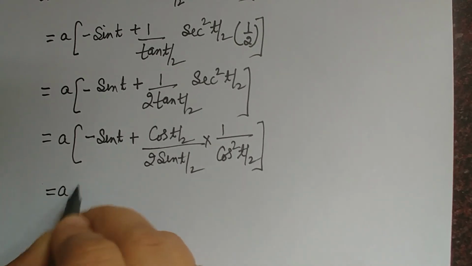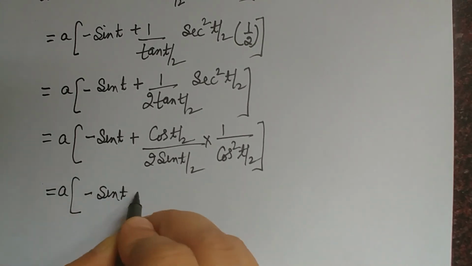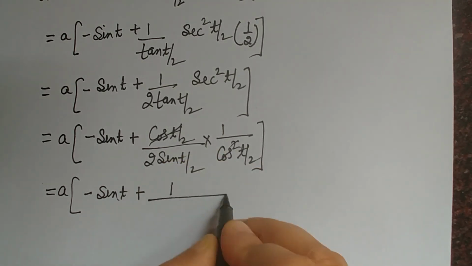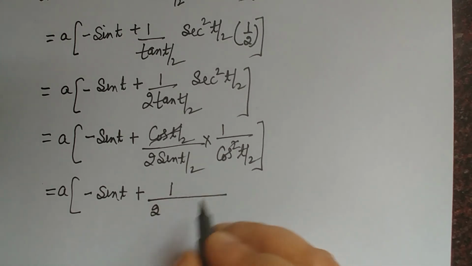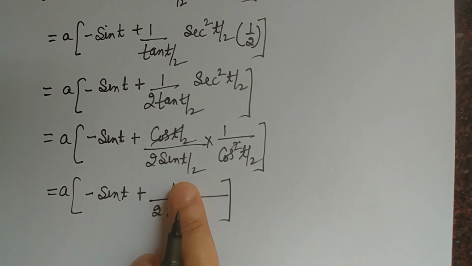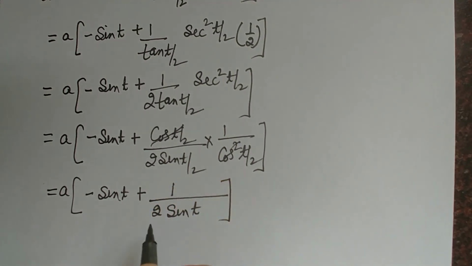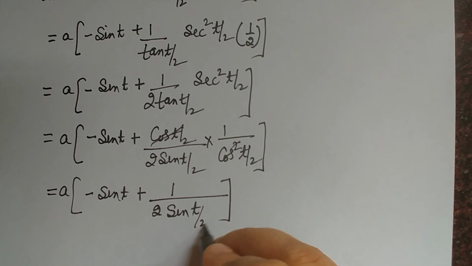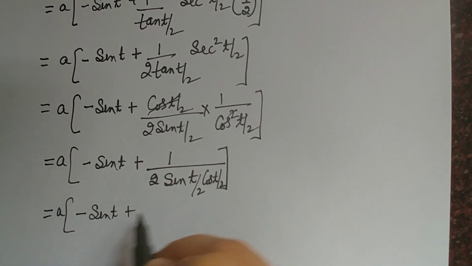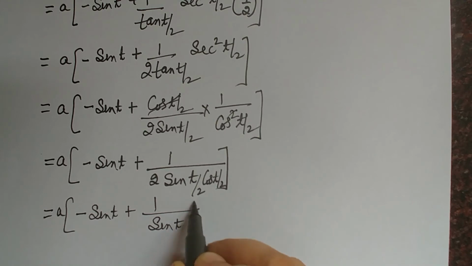Okay. This is equal to a times minus sin t plus 1 upon 2 sin t by 2 cos t by 2. So can I write it as 2 sin t? Not 2 sin t, it is just sin t. Since 2 sin t by 2 cos t by 2 is sin t, it will be minus sin t plus 1 upon sin t. Okay, it is like this.